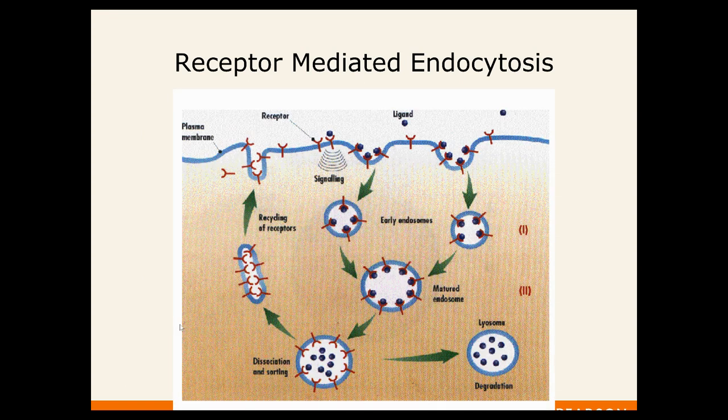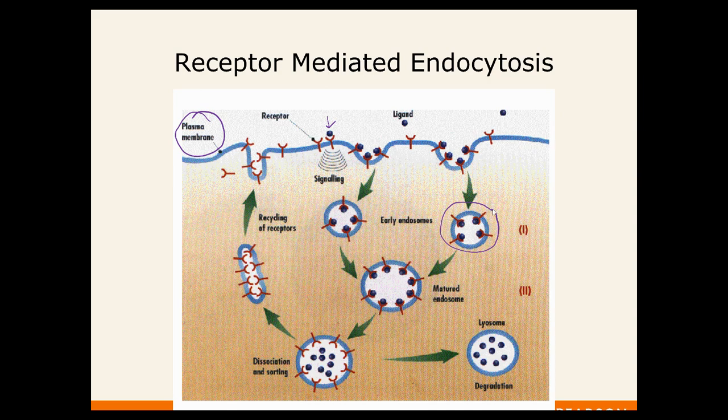So you have your blue plasma membrane up here at the top. You have these receptors, and then there's a binding event. And then what happens is that there's a signaling that happens, and you end up forming what are called clathrin pits, and they form these circular structures ultimately that carry that particular ligand into the cell.